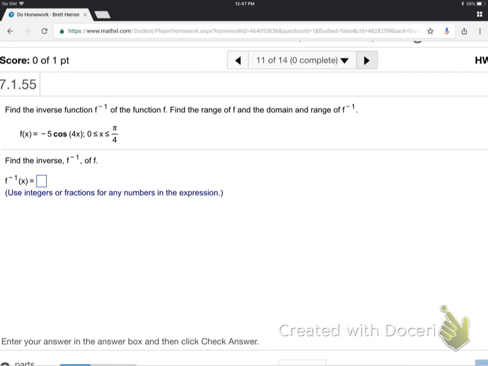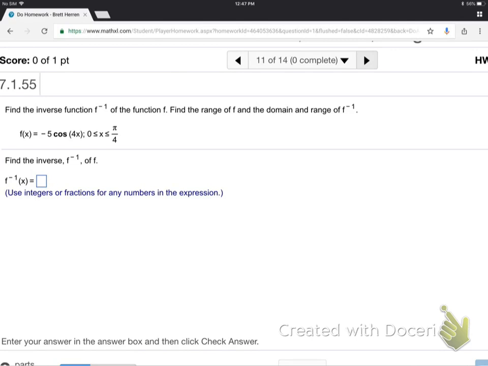Okay, so there we go. Minus 5 cosine inverse. They want me to find the inverse function. How do you find inverse functions? This is a great review of our earlier section on inverse functions. Remember what we do to find inverse functions? Yeah, switch x and y, huh?